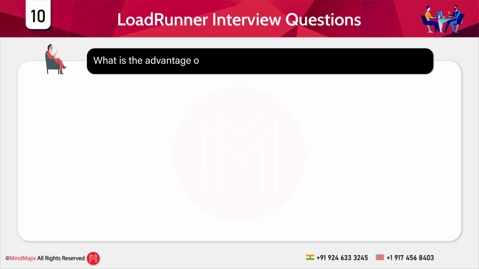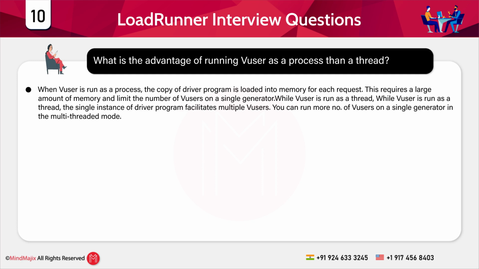What is the advantage of running a vuser as a process rather than a thread? This is the most important question. When a vuser is run as a process, a copy of the driver program is loaded into memory for each request. So as a process, every virtual user needs its own copy of the code script, which will be loaded into temporary memory and processed. When 1000 users are used, 1000 users will be using it in their temporary memory. So that may create a memory load, and that will limit the number of virtual users on a single generator.